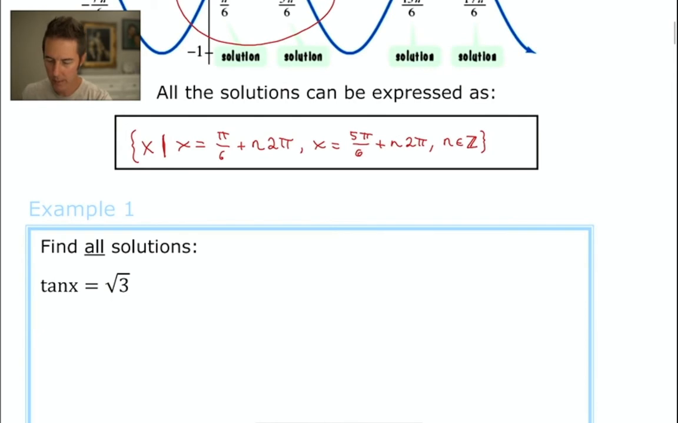And I believe that the Z comes from the first letter of the German word for numbers, which I think is Zahlen. Don't quote me on that though.